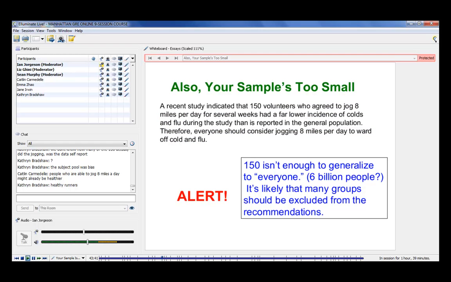What I said there, I actually gave away the next one. The sample is not just unrepresentative, but it's probably too small as well. 150 people, not really a lot. Now that being said, depending on how the statistics are run, 150 might be okay, but not if it's not a randomized double-blind sample. I guess you can't really double-blind it because in this case the volunteers know whether they're going to jog 8 miles per day or not, but you can certainly randomize your selection of the sample.